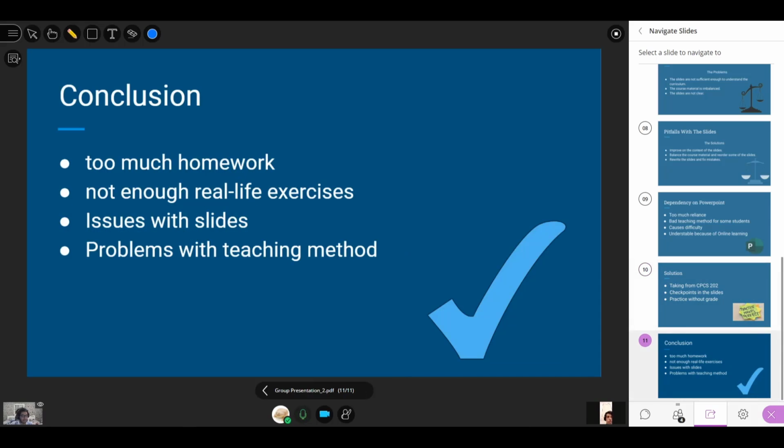Now, let's talk about the conclusion. In conclusion, CPIT 201 does have some issues like having too much homework, not enough real life exercises, issues with the slides, and problems with the teaching method overall. It was unavoidable due to the corona pandemic, but with some minor improvements we can fix most, if not all, of its problems. In return, that will improve the students' learning experience and raise the average grades to a higher standard, further boosting the department's reputation.